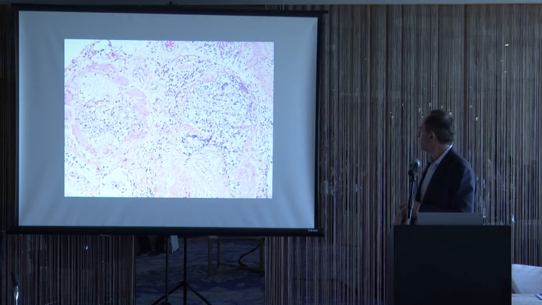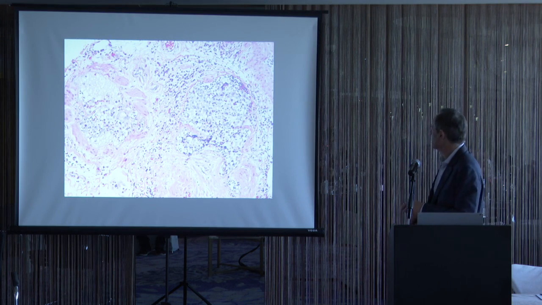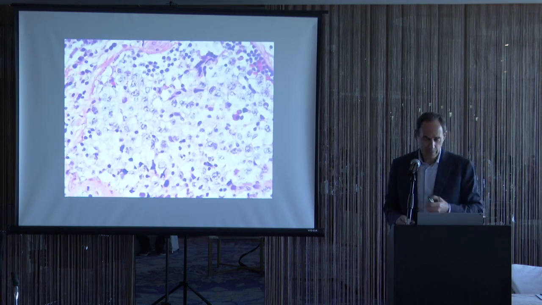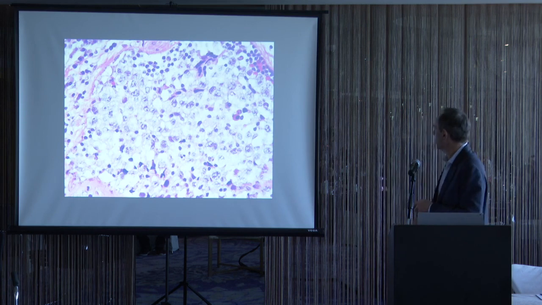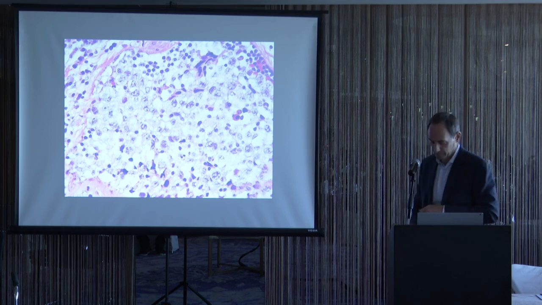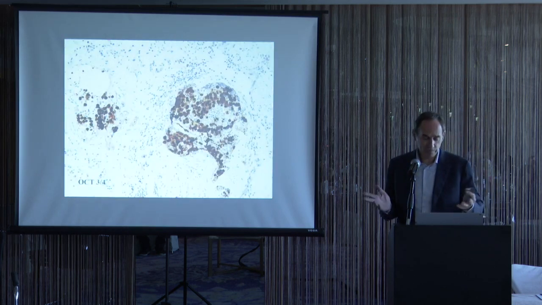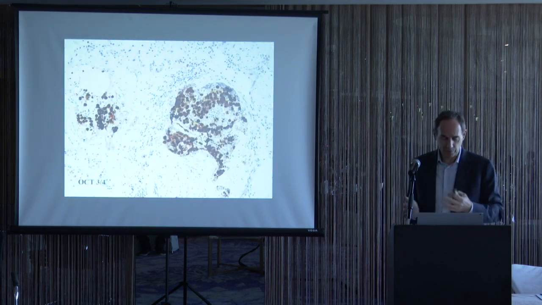Here's a case where we have overt seminoma in the spermatocord vessels, which would be pT2. Higher magnification. This one you don't need stains. This is typical seminoma cells. But if you weren't sure, an OCT3/4 would label those cells, and that would be diagnostic.